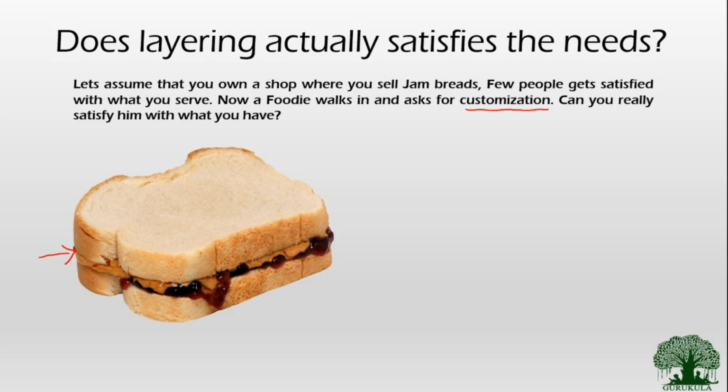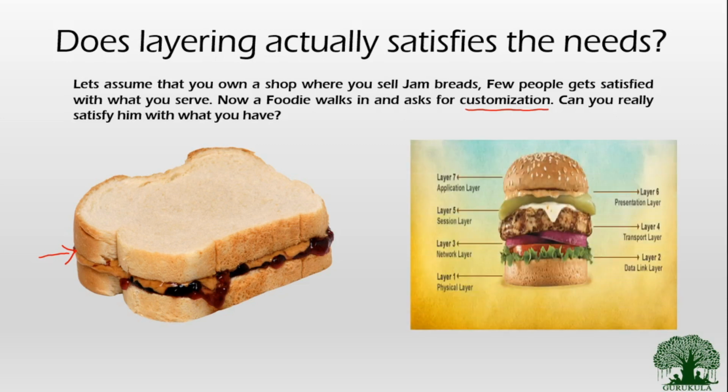Now what if 10 people enter your shop and ask for 10 different types of jam breads? It is really not possible for us to make customizations that satisfy all the people individually. So the one and only way to satisfy them is to have this kind of architecture.